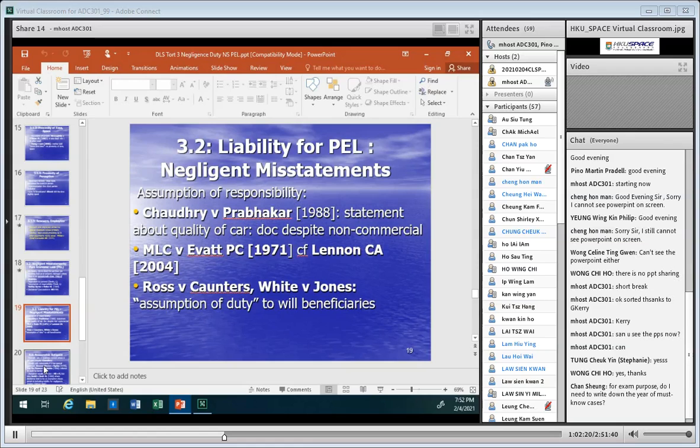The remarkable thing about Chowdhury and Prabhakar, though, is that it was a contract which was non-commercial, and everybody thinks, hang on, would a duty of care be owed here when there's pure economic loss? Normally it's where you're in a commercial context, okay? And so Chowdhury and Prabhakar raised a few eyebrows.